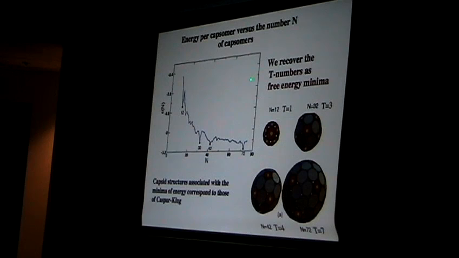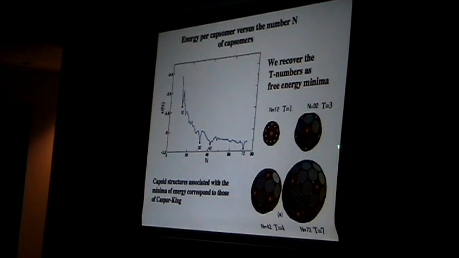And when we look at all these structures with the red here, you see that the capsid structures associated with the minimum of energy correspond to those of Caspar and Klug. The real reason that they are going to form icosahedral symmetry is that these pentamers are like defects, and these defects love to repel each other. This is similar to the Thomson problem. If you have, let's say, 72 of them, they want to be as far as possible from each other, and where is the best place except that they sit at the vertices of an icosahedron? This way, you minimize the free energy.